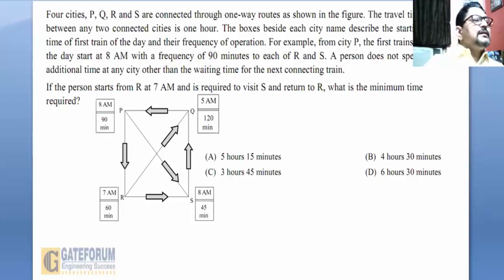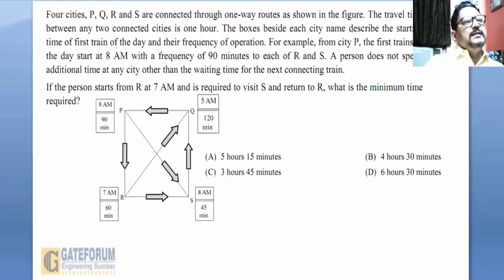The travel time between any two connected cities is 1 hour. So whether you go from Q to P, it will be 1 hour. Whether you go from S to Q, it would be 1 hour. Whether you go from P to S, it would be 1 hour. R to S, 1 hour. P to R, 1 hour, etc., etc.